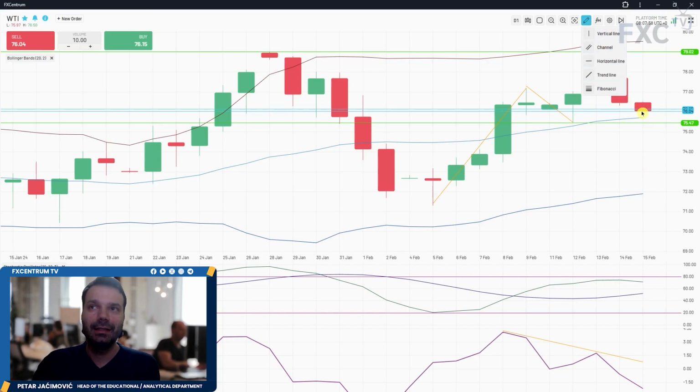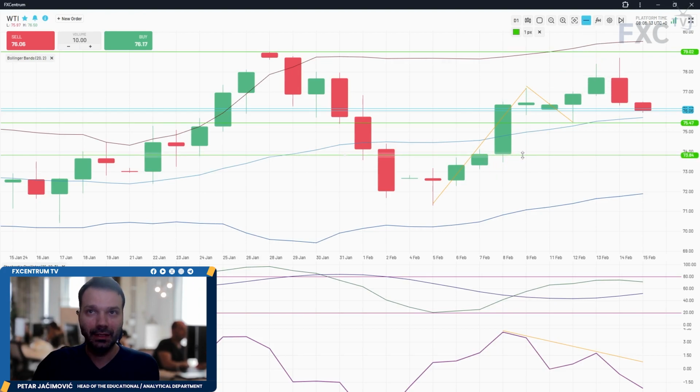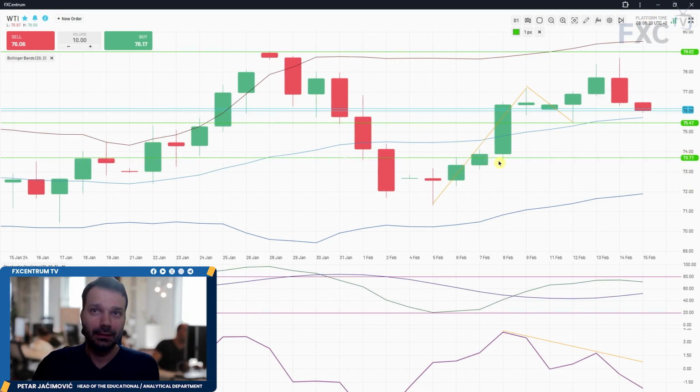We can see today that the market is trying to test 75.50. I see that as a potential level to be in play, 75.50. And then the next downside reference point, I will say, is around the 73.70 mark, which is this area where we have lows and highs from these three days here.